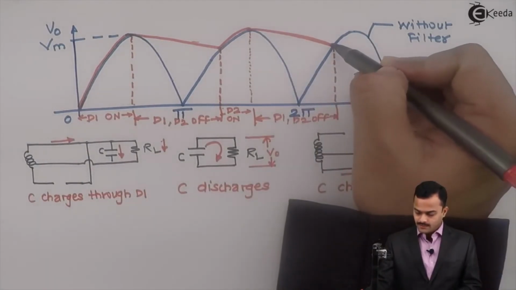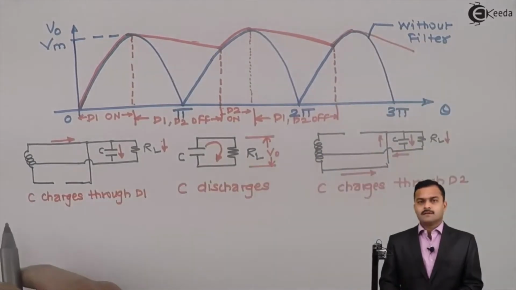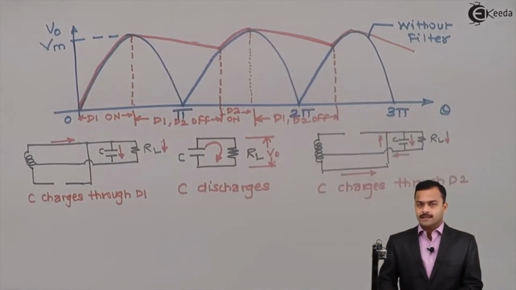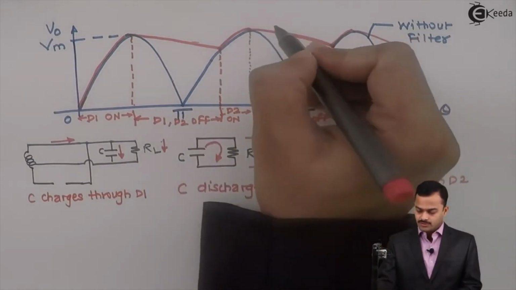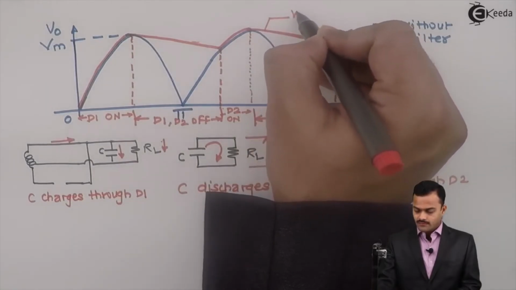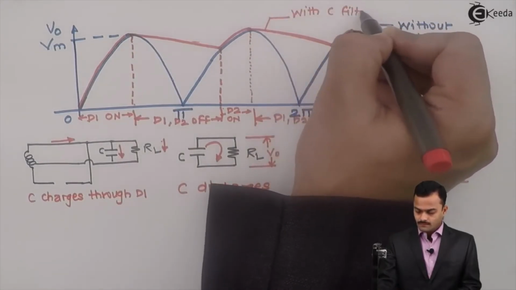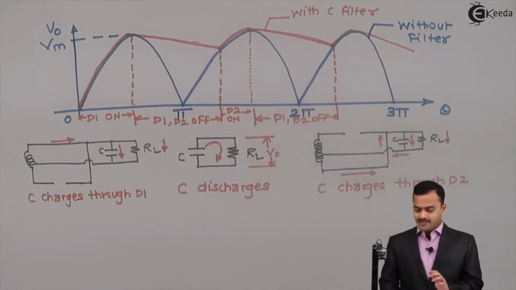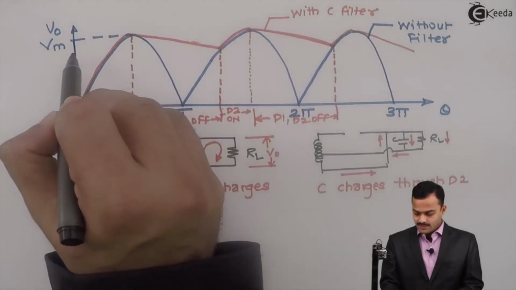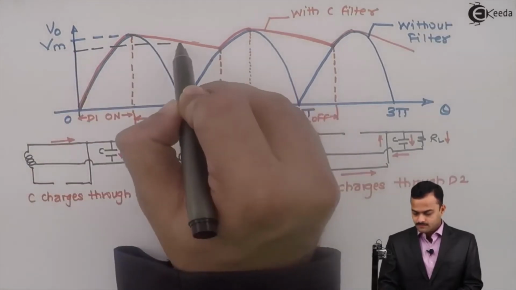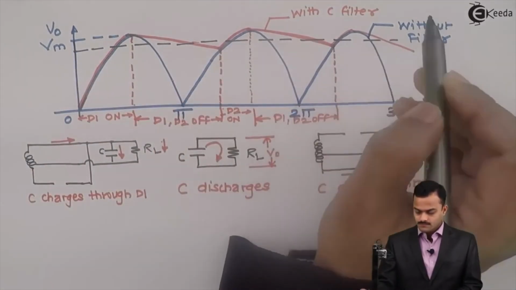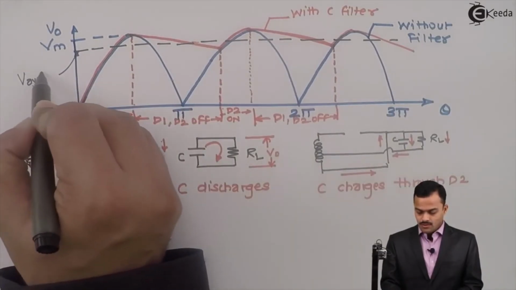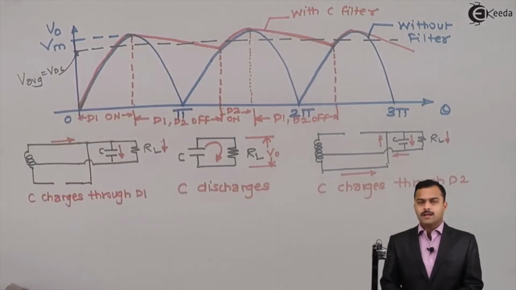So you will get next waveform like this. Here, this is a waveform you are getting without filter. But if you connect a capacitor filter across load, you will get this kind of a waveform. And if you see properly and draw an average line, suppose it is something like this. This I can consider as V average or ultimate DC value.